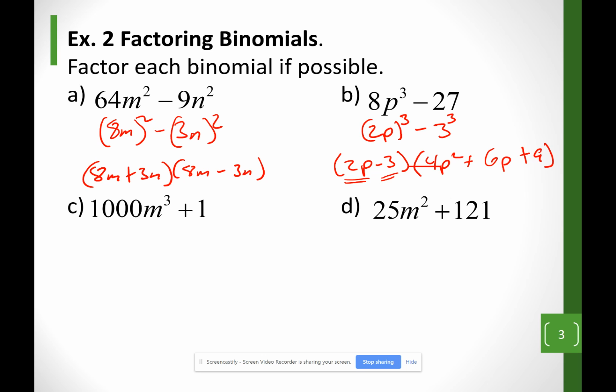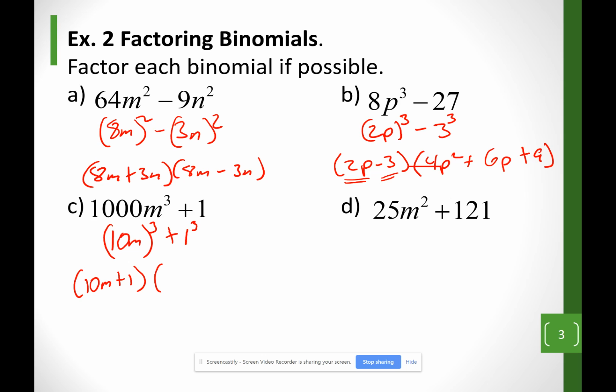Now, looking at example C, I have cubes as well. Once again, I'm looking at the exponent of m. I'm going to write everything to the third power. I'm going to write 10m, all of it to the third, plus 1 to the third. My first factor will be 10m plus 1. Notice I just ignore the cubes.